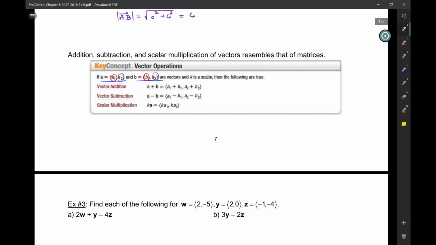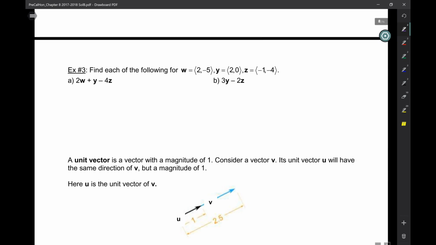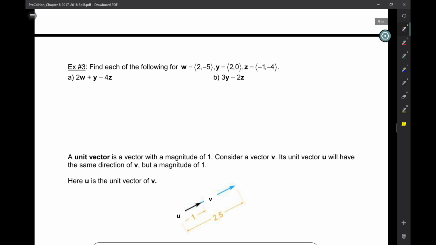Okay, so check it out. Let's do this one, and then I'm going to show you something else. Take a look at this one: 2w plus y minus 4z, and you've got all of those vectors there. So what's 2 times w? It's 2 times (2, negative 5), plus y, minus 4 times z. Can I just combine them from now?